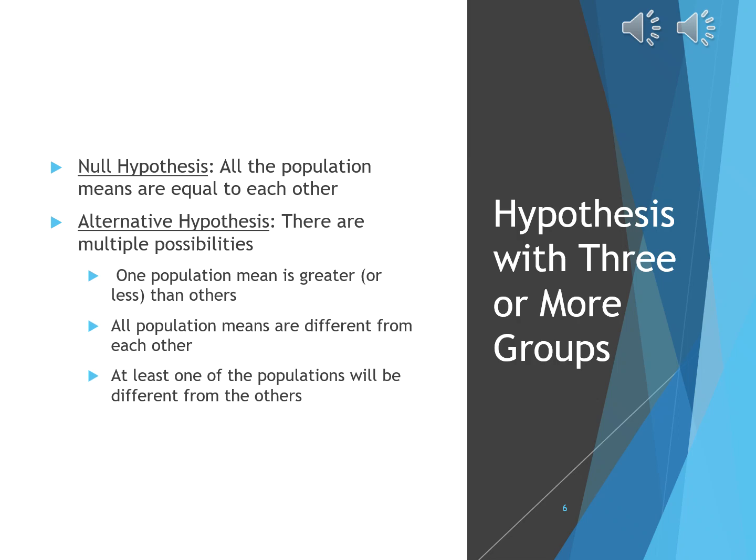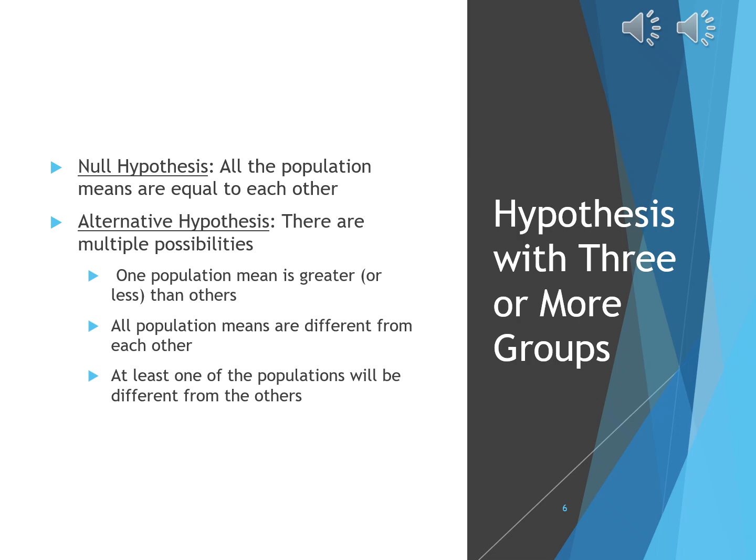You could say, I think that all of the group means are going to be different from each other. You could say, at least one of the group means will be different from the other groups. You could make it even more specific. If you have 3 groups, I think that group 1 and group 2 will have a higher mean than group 3, but not different from each other, right? So there's a lot of different ways you can go in terms of alternative hypotheses.